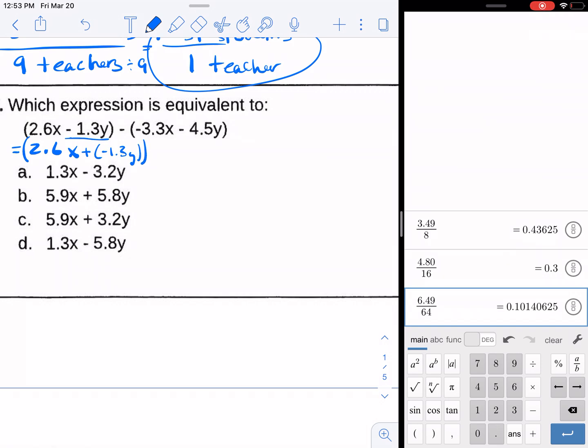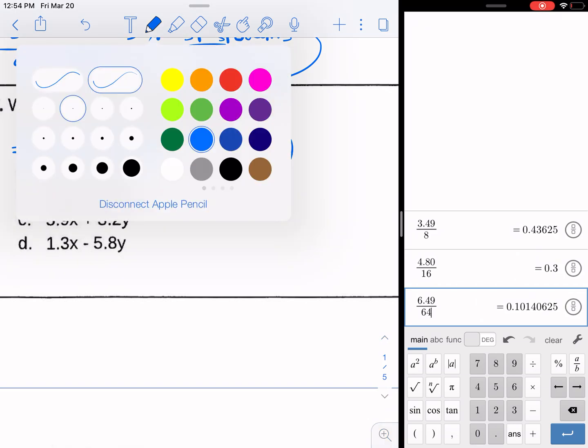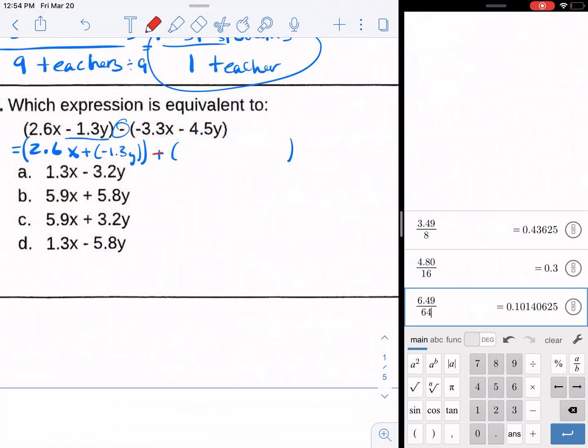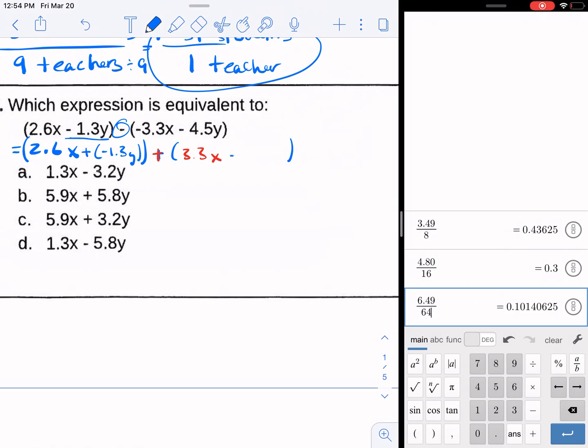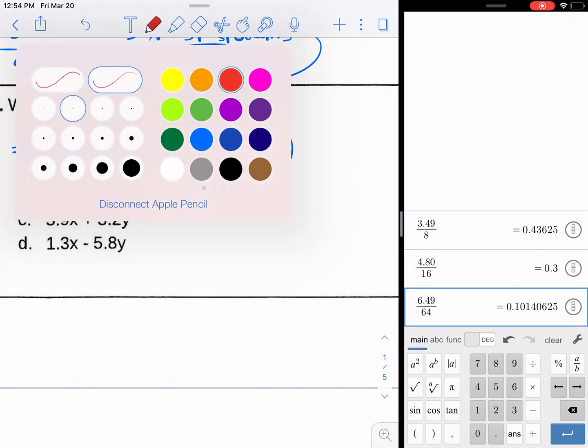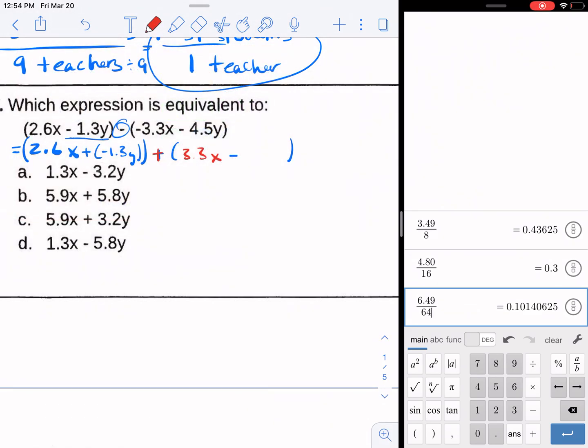Okay. And then I'm going to go after this big one right here. So that changes to a huge plus sign. And then everything inside changes afterwards. So that negative 3.3x, well, that's a positive. That's a positive 3.3x. And then we got minus 4.5y. Well, that's going to change into a negative 4.5y.